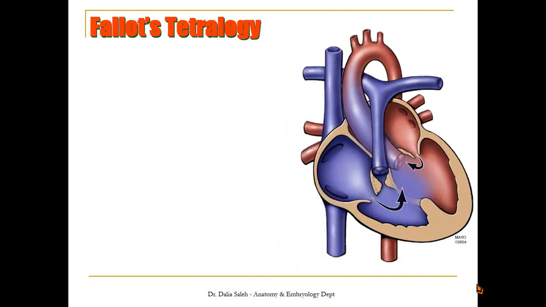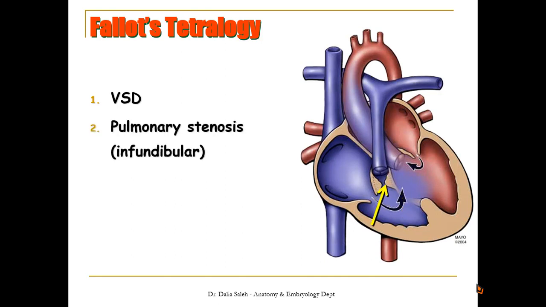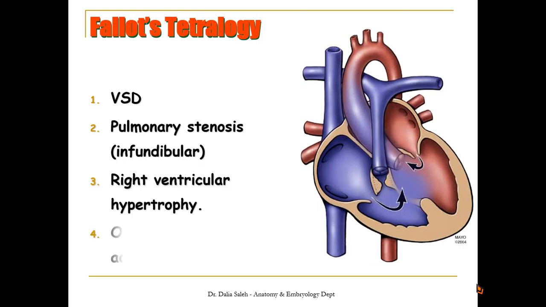Tetralogy of Fallot is a combination of anomalies made of 4 components: VSD, pulmonary stenosis, right ventricular hypertrophy, and overriding of the aorta. So the aorta arises from both the right and left ventricles.